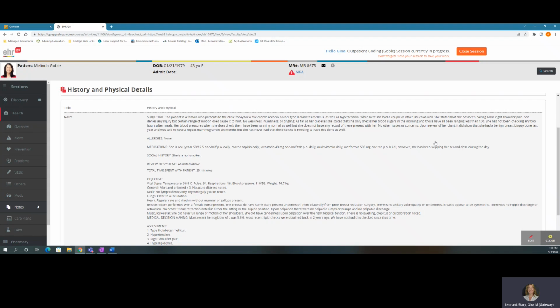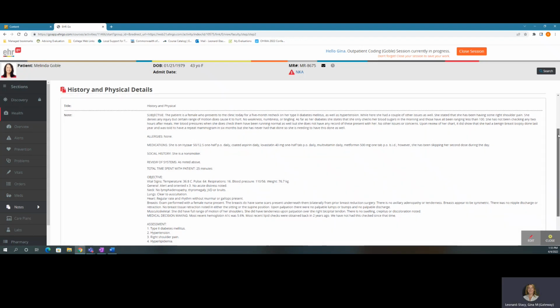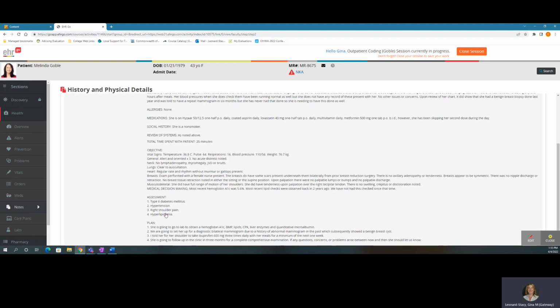So the second diagnosis that I coded on this one is I10 for hypertension. The third diagnosis that I put on here is M25.511 for the right shoulder pain that the provider evaluated. Said she's been having some right shoulder pain. And the right shoulder pain was also documented down here under assessment.